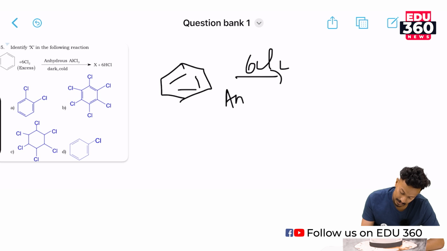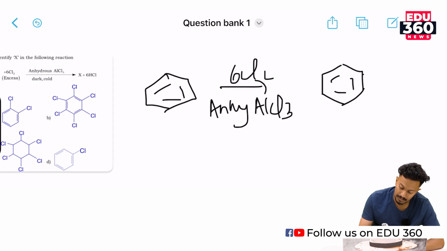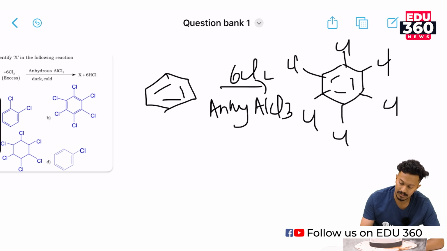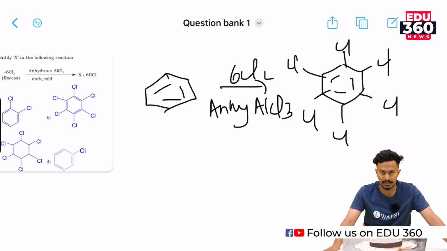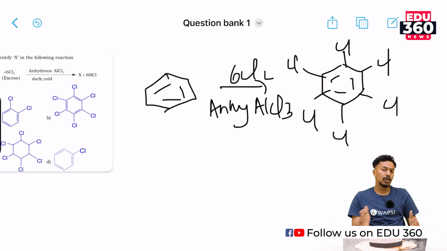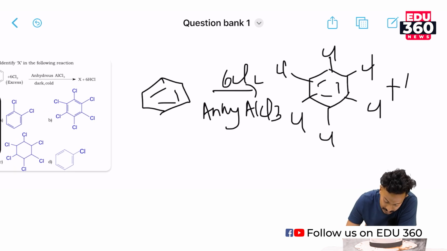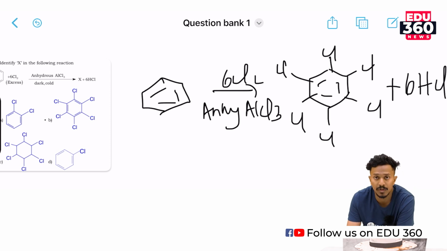6Cl2 in anhydrous AlCl3. We get benzene hexachloride, right? Benzene hexachloride. Simple chlorination of benzene. That's nothing. There is nothing complicated in this thing. Okay, there is only a simple chlorination. When it is used at a lower number of chlorine, we get a benzyl chloride. Okay, so here we get benzene hexachloride along with 6 HCl, 6 molecules of HCl.